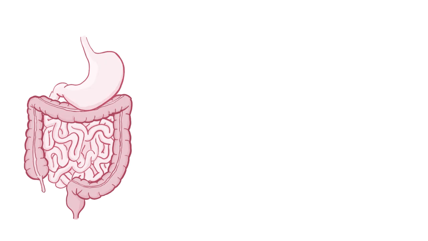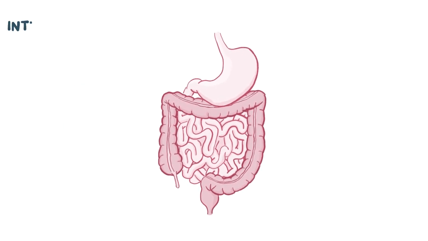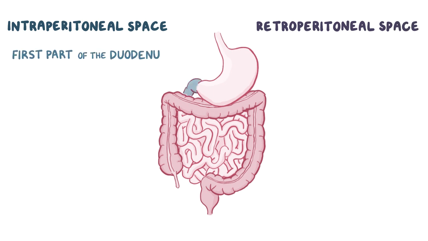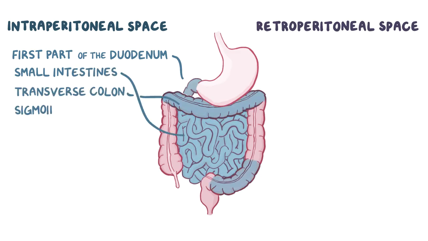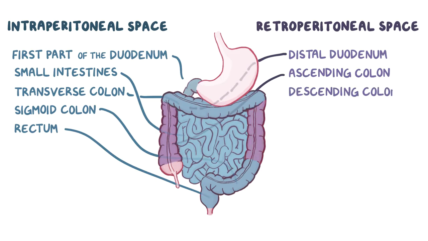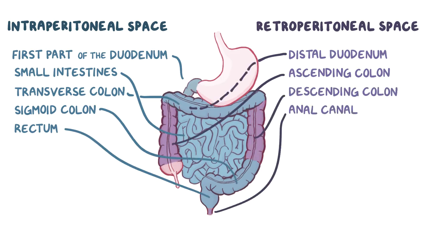The large intestine is found in the abdominal cavity, which can be thought of as having two spaces, the intraperitoneal space and the retroperitoneal space. The intraperitoneal space contains the first part of the duodenum, all of the small intestines, the transverse colon, sigmoid colon, and the rectum. The retroperitoneal space contains the distal duodenum, ascending colon, descending colon, and anal canal. So the large intestines essentially weave back and forth between the intraperitoneal and retroperitoneal spaces.